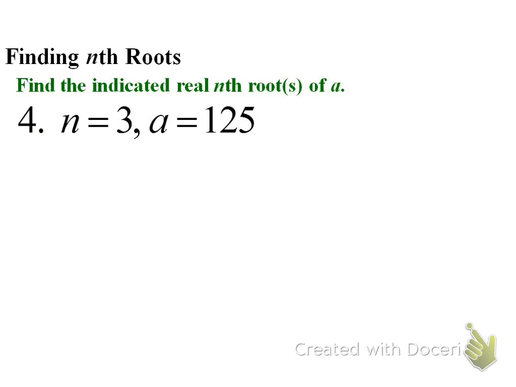Yeah, the third root of 125. So you have the 3 as your index, the 125 as your radicand. Now, what number to the third power gives you 125? Just positive 5. If you had negative 5 times negative 5 times negative 5, that'd be negative 125. So you don't have the plus or minus here. It's just 5.